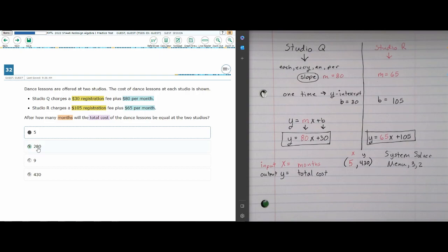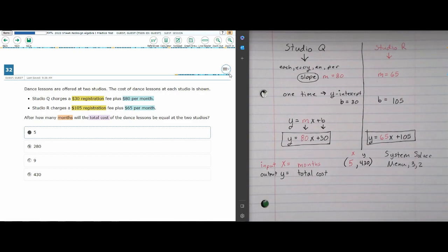Notice 280, it's a cost. Not sure how they got that calculation. 9, that's an amount of months. 430, that's how much it cost at that time. But they didn't want to know the cost. They said, after how many months will the total cost of the dance lessons be equal at the two studios? They wanted to know how much time would pass by.